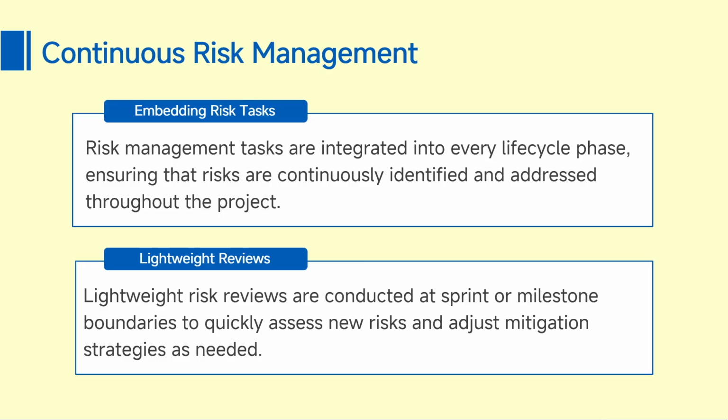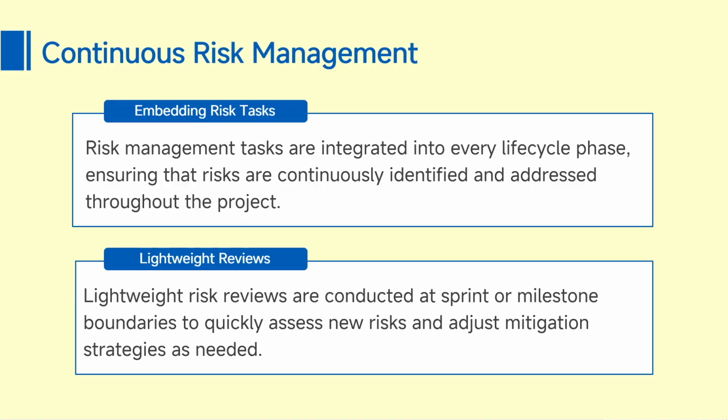So, continuous risk management is very important. This is an overall process that happens throughout the software development life cycle. Embedding the risk tasks: as I said, we integrate risk management through every life cycle phase and ensure that risk is continuously identified and addressed throughout the project. Lightweight risk reviews have to be conducted at each sprint and milestone to identify any new risk that comes into the picture, and adjust the mitigation strategies if necessary.